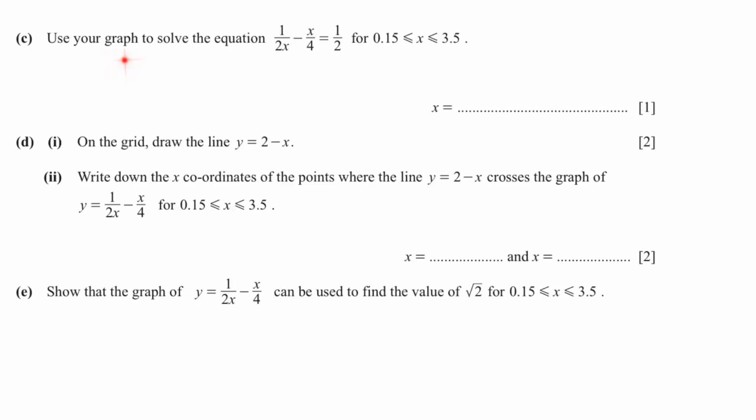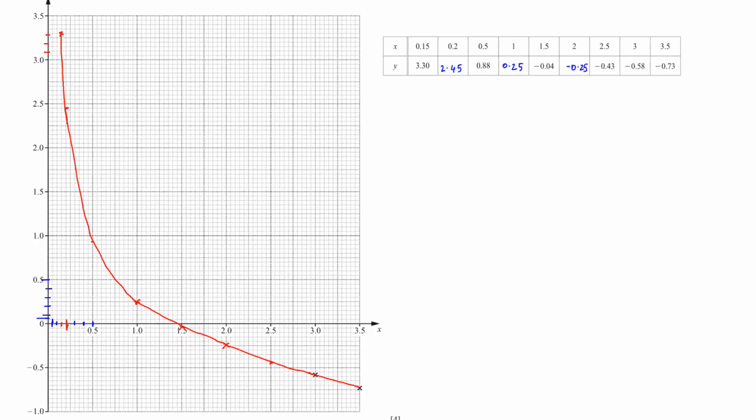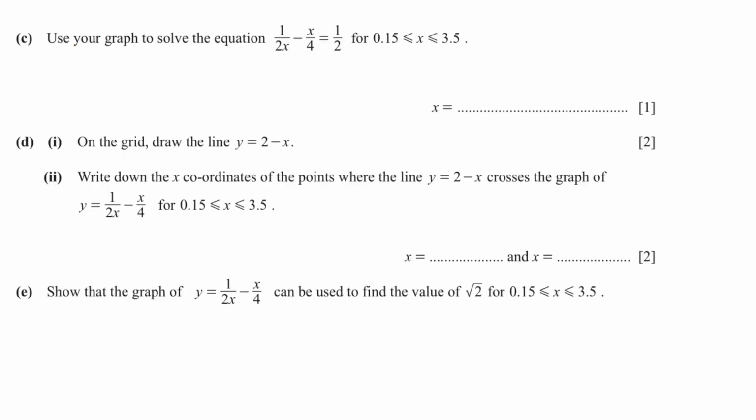Use your graph to solve the equation 1 over 2x minus x over 4 is equal to half. This half is your y value. So we have to draw a line when y is equal to half. Y is equal to half is here. So we'll draw a line at y is equal to half, and we have to find the x point. So x is 0.75. If you have the answer between 0.7 to 0.78, you will get your full mark.